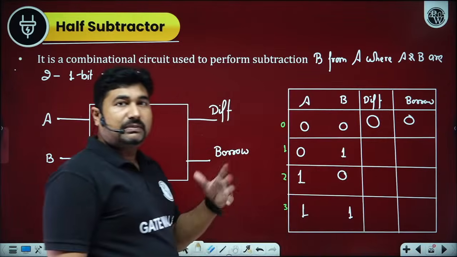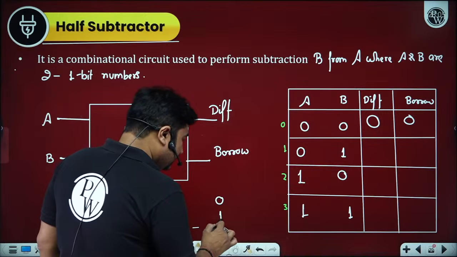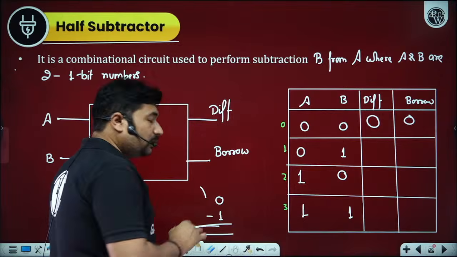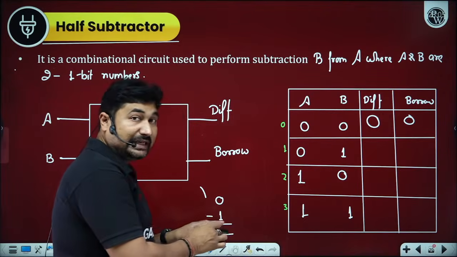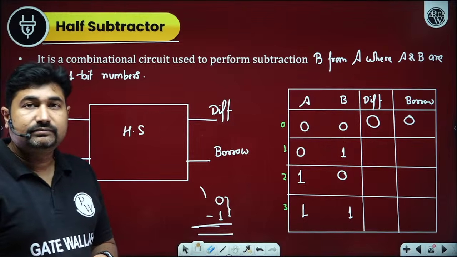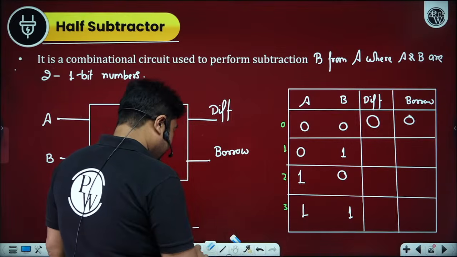Can you perform 0 minus 1? No, sir, we can't perform 0 minus 1. What we need to do? We need to take borrow. And if we are taking borrow, since the base is 2, we are getting 2. 2 minus 1 will become 1. How many of you are able to understand? Let me show you the borrow concept once again.